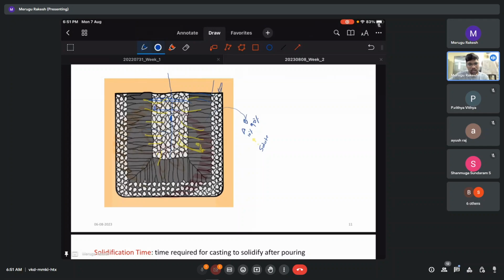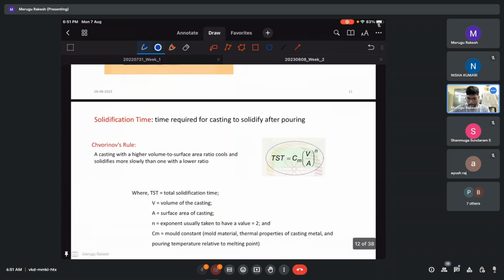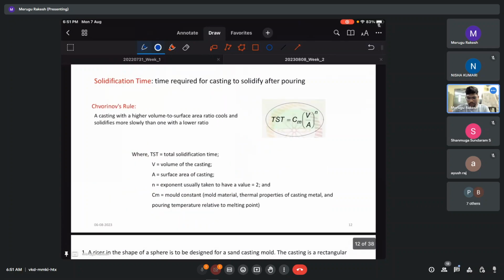If you are interested, you can go through some other books. There will be a detailed explanation of the direction, why this dendritic growth, and why these small grains are randomly oriented; everything you can understand. Then let us start discussing solidification time.